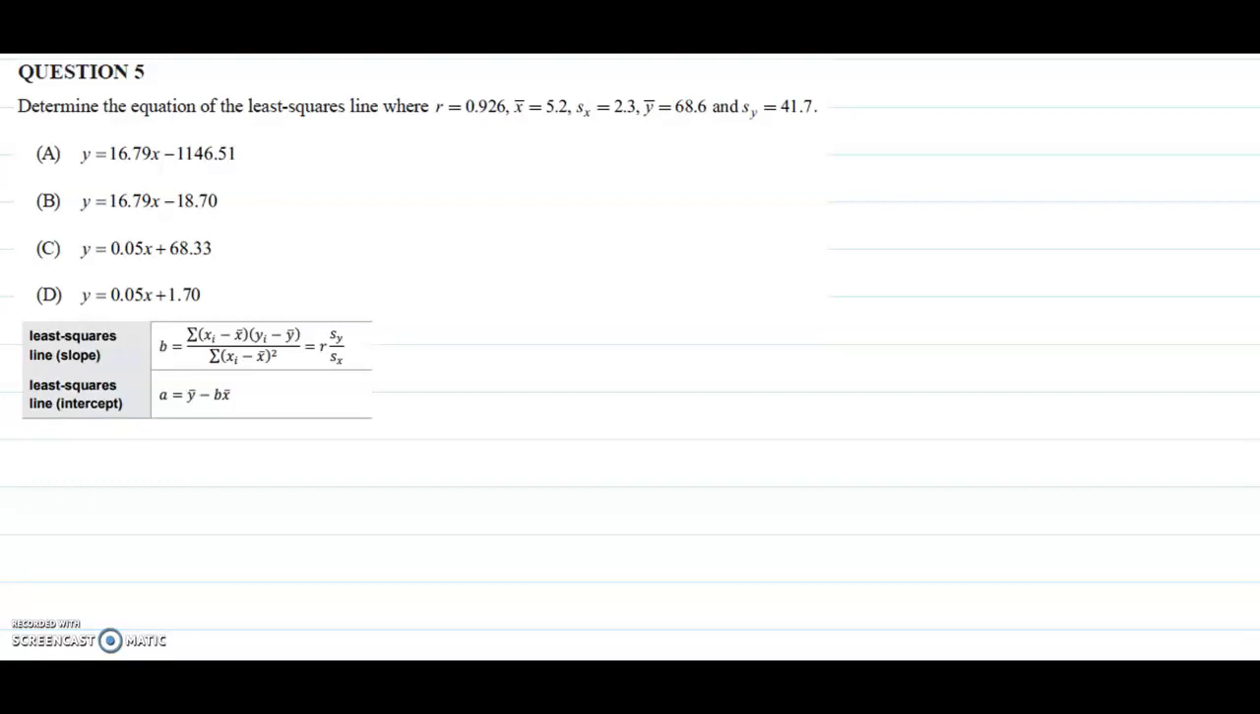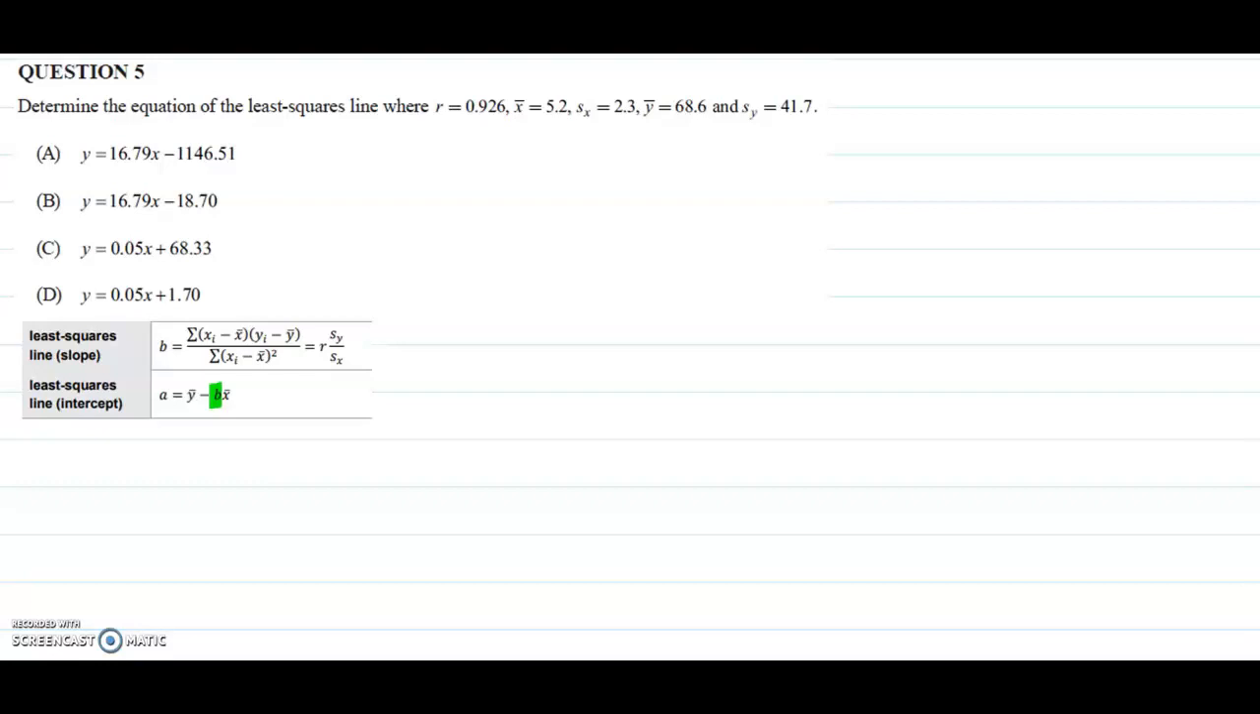So if I bring them up, we can see these down here. We have the least squares line slope and the least squares line intercept. You'll notice that in order to find the least squares line intercept, you need to know B, and that is only found by first finding the least squares line slope. So let's use these formulas and substitute in the information we're given in order to find our equation.